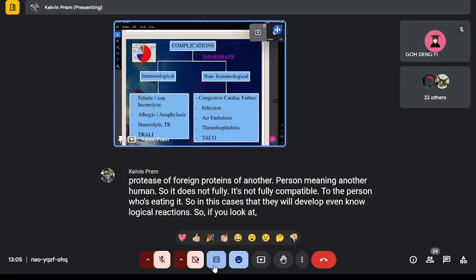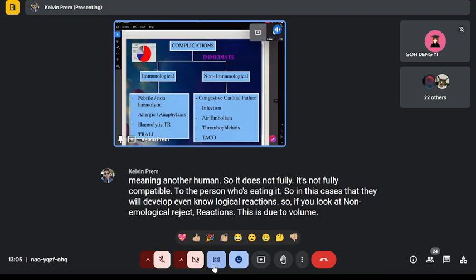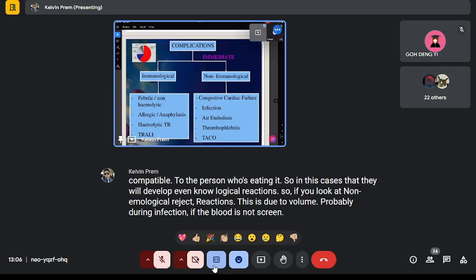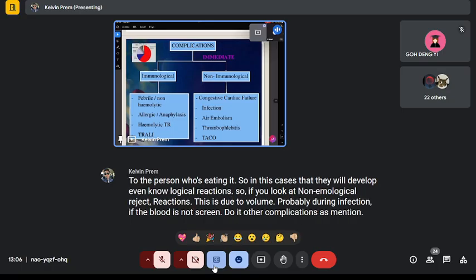If you look at non-immunological reactions, this is due to volume, probably due to infection if the blood is not screened, and due to other complications as mentioned there.